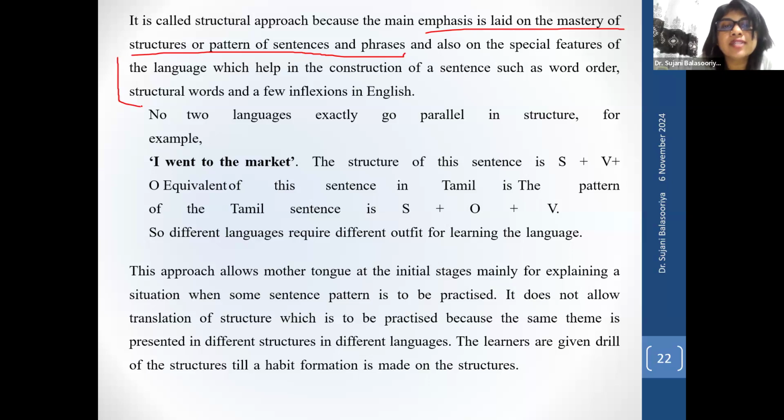So no two languages exactly go parallel in structure. For example, I went to the market. Here, structure is considered to be SVO. This is an English sentence. I went to the market. SVO.